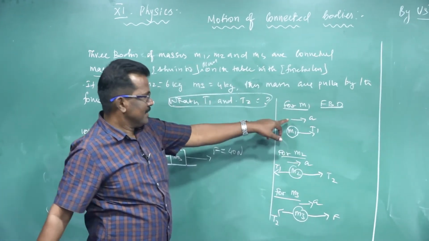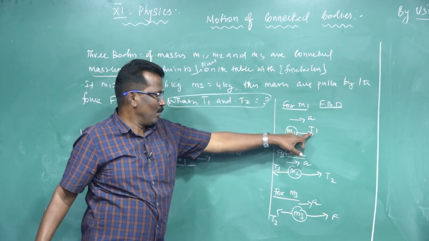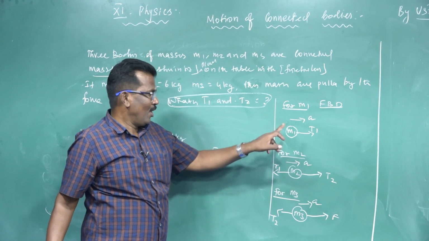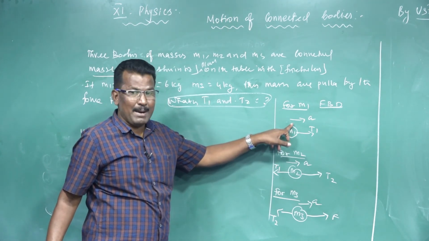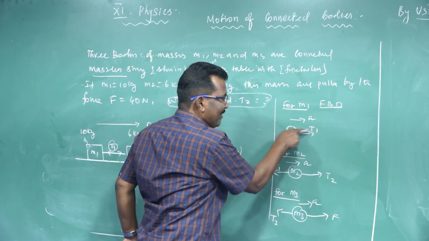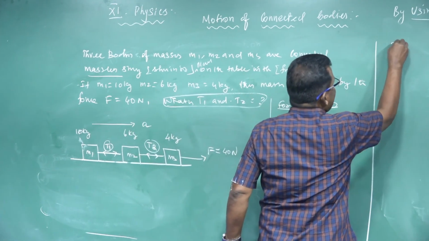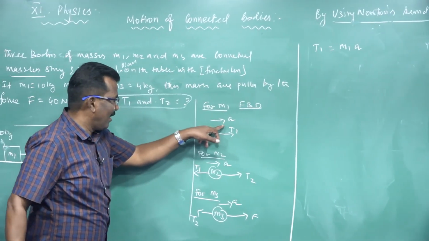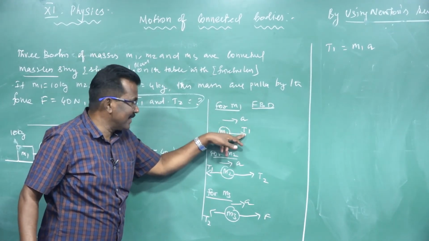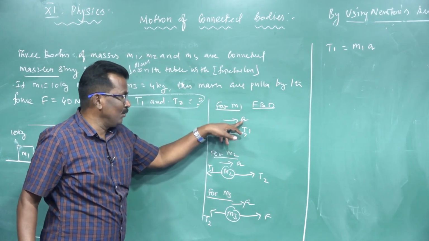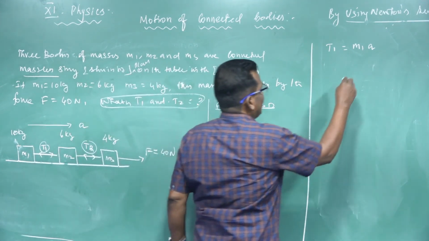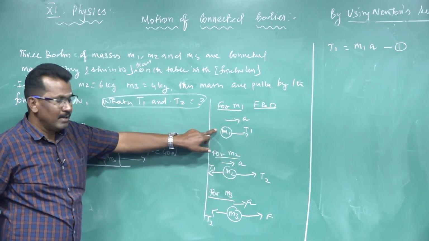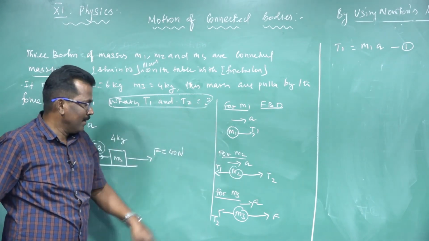Okay, see the first diagram. By using Newton's second law, F is equal to ma. Tension acting along the positive axis, so T1 is equal to m1a, acceleration along where the tension is produced. Equation number 1, by using the FBD of mass m1.